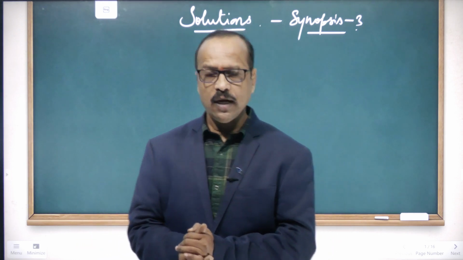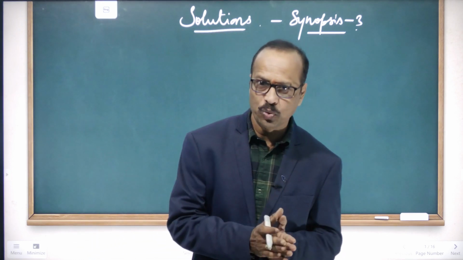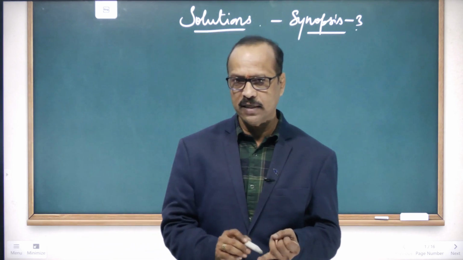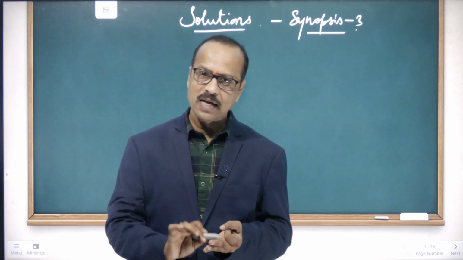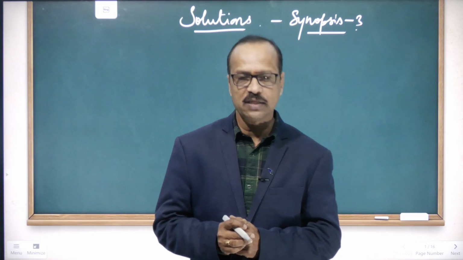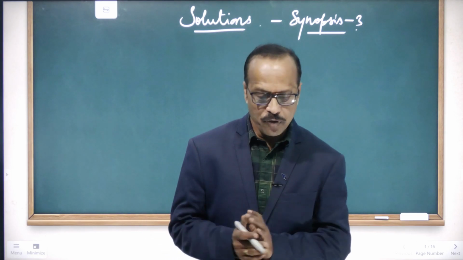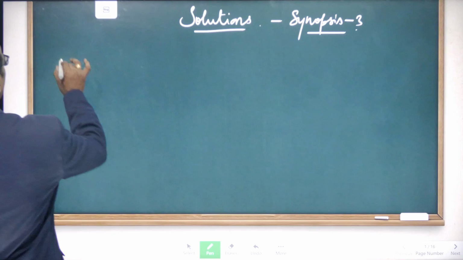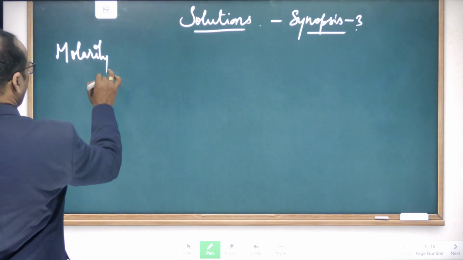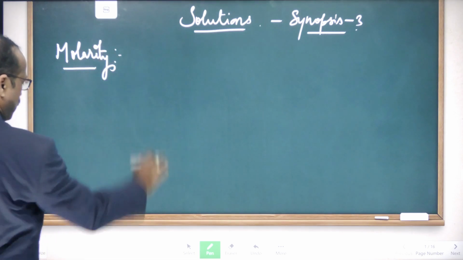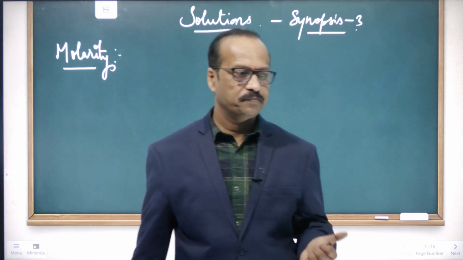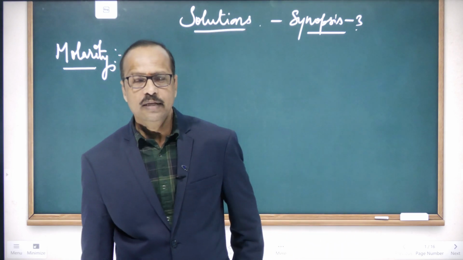But in the previous class, in synopsis 2, we discussed the mass percentage, which is also called weight percentage, and volume percentage, mass by volume percentage, ppm. This we discussed, right? So in synopsis 3, we are going to discuss molarity. What is the topic? Molarity. Very simple, very easy topic, but little concentration and practice is required, right?